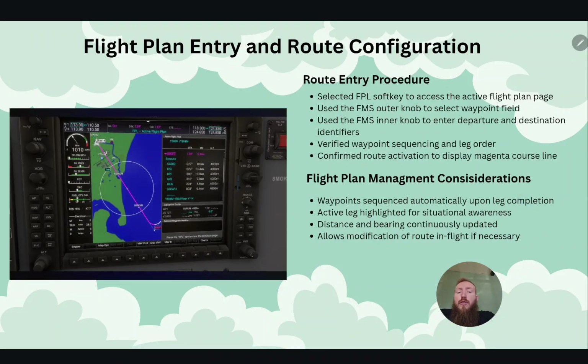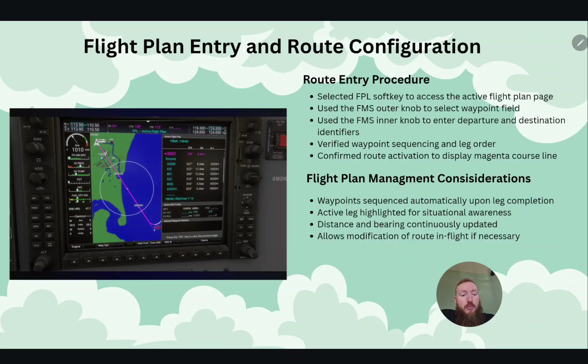So for the flight plan entry and route configuration, the route entry procedure: the pilot selected the FPL soft key to access and activate the flight plan. He used the FMS outer knob to select the waypoint field where the letters were going to be. Then he used the inner knob to enter the departure and destination identifiers, verified the waypoint sequencing and leg order, and then confirmed route activation to display a magenta course line.